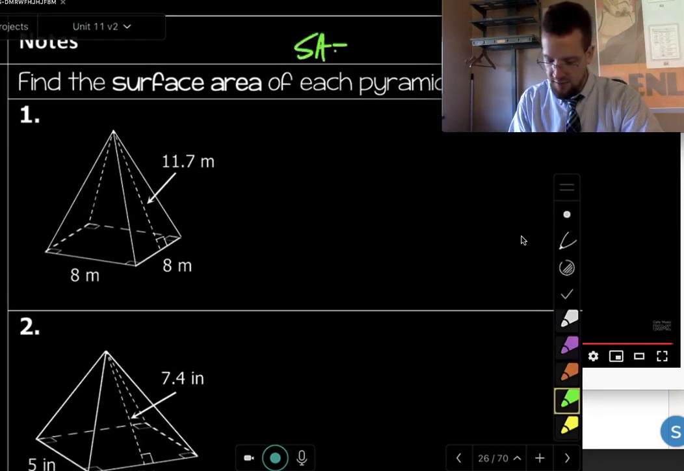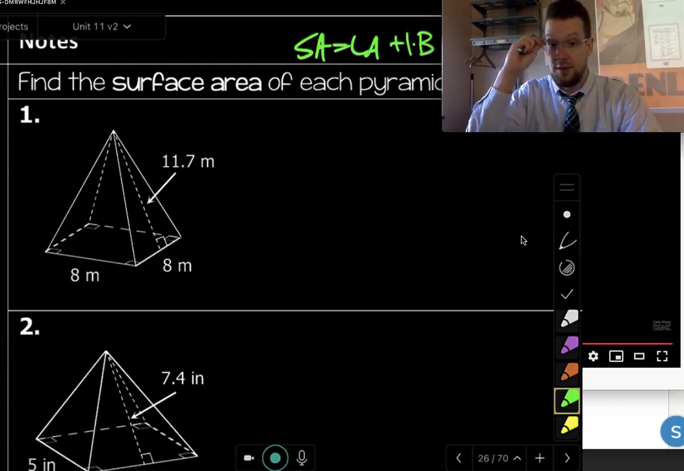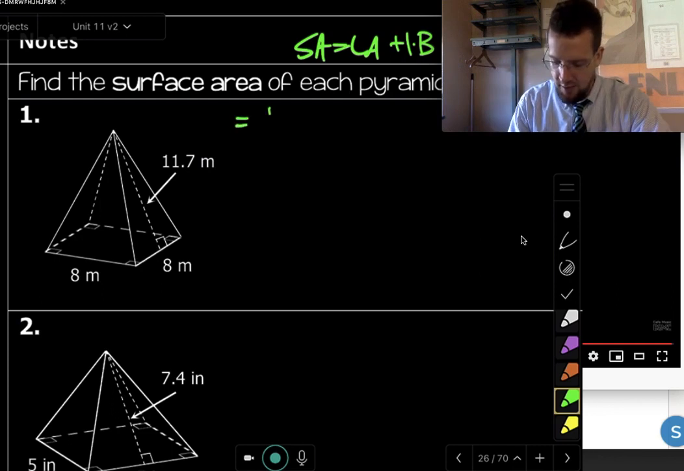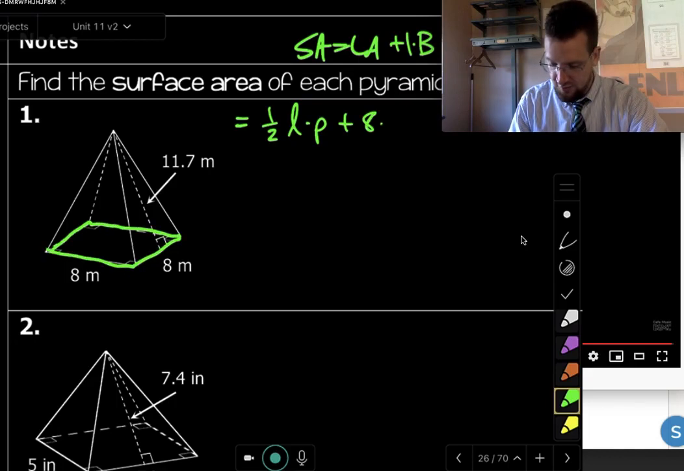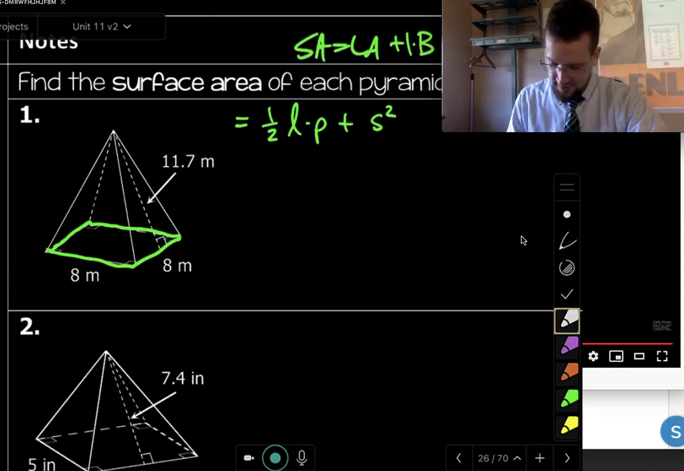So let us look at this. Surface area is lateral area plus the area of the base. This only has one base, so 1 times B is just B. Okay, so we have 1/2 of the slant height times the perimeter plus the area of the base here. Hey, look, this one is a square, right? They're both 8. So it's just going to be 8 times 8. I'm just going to do the side squared.